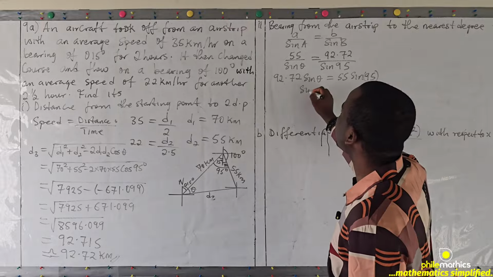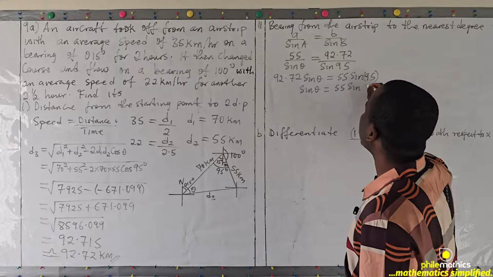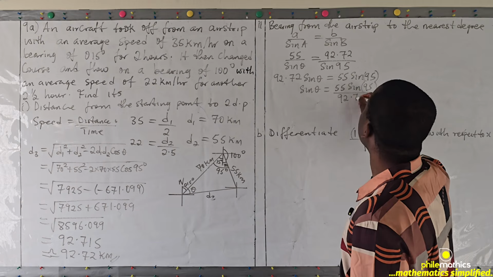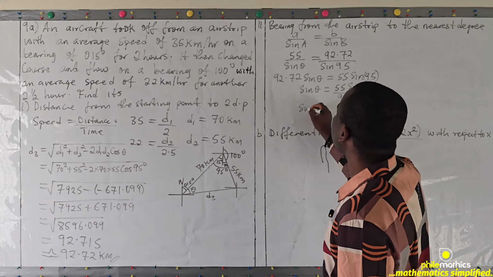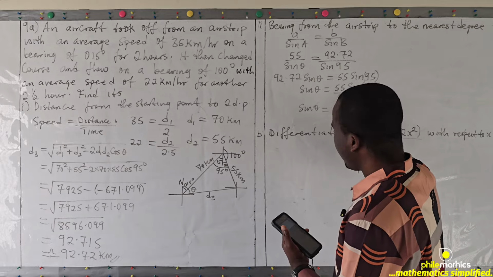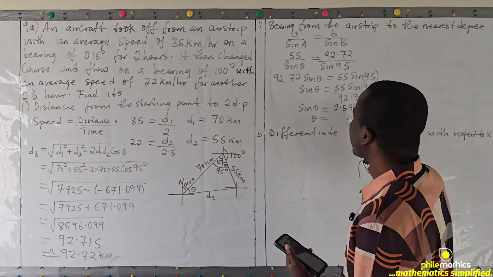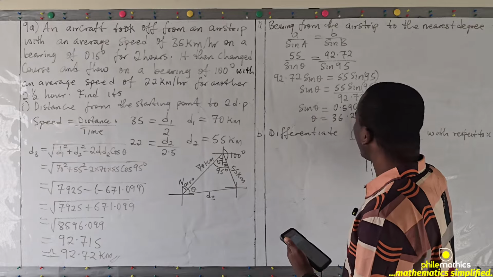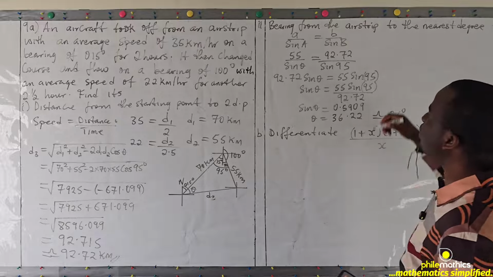And then sine theta will be 55 sine 95, everything over 92.72. Then if we divide this, sine theta will be 0.5909, and then theta is taking sine inverse. This is 36.22, approximately 36 degrees to the nearest degree.